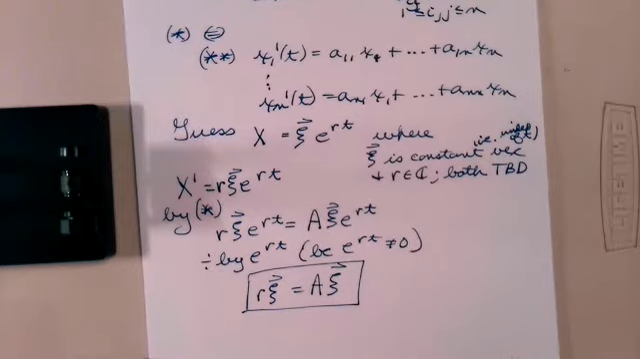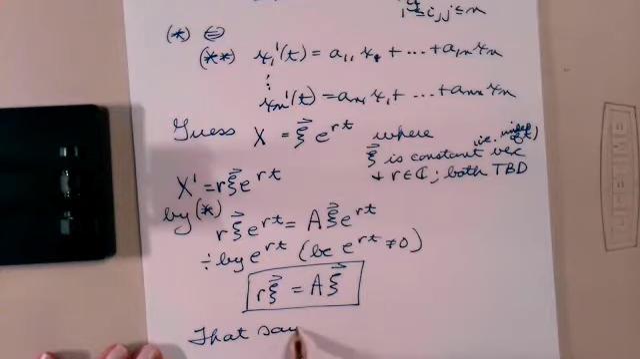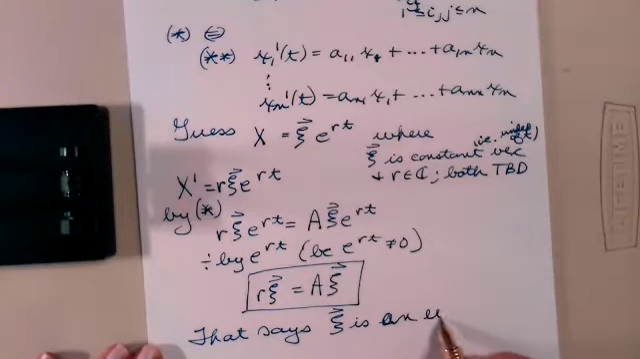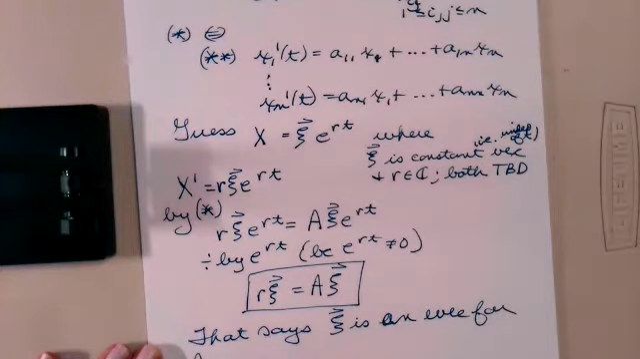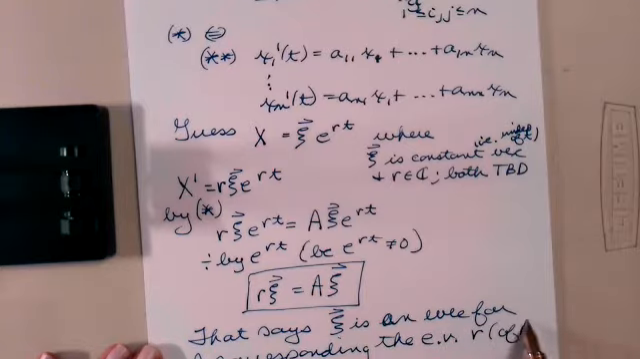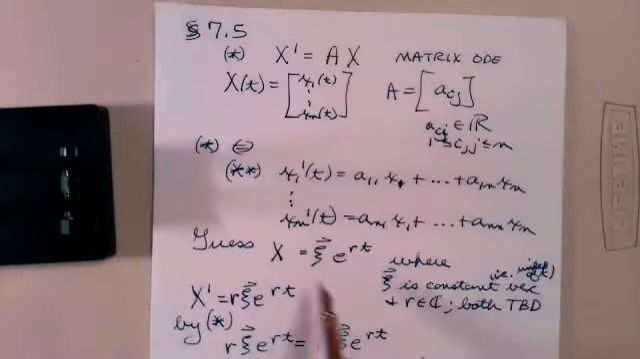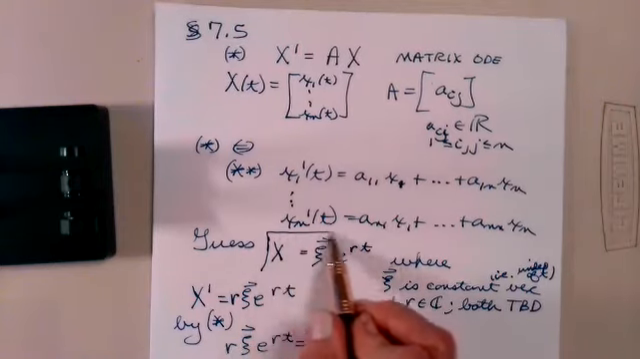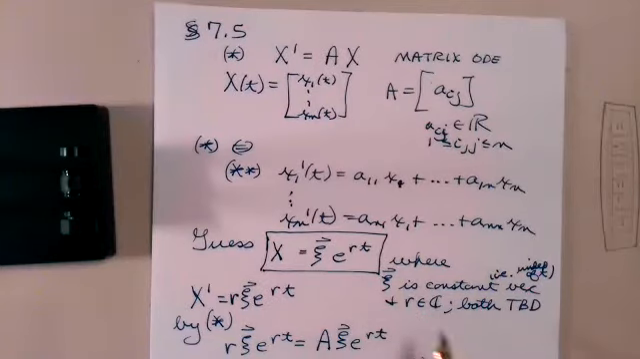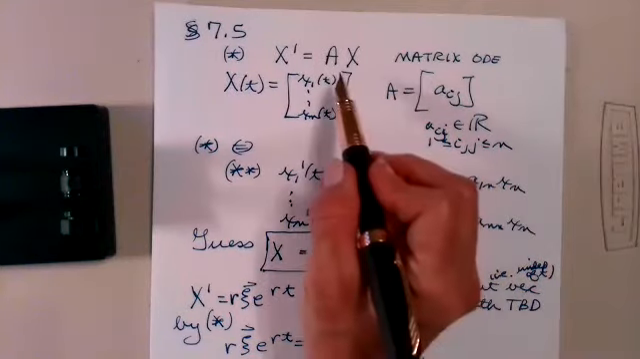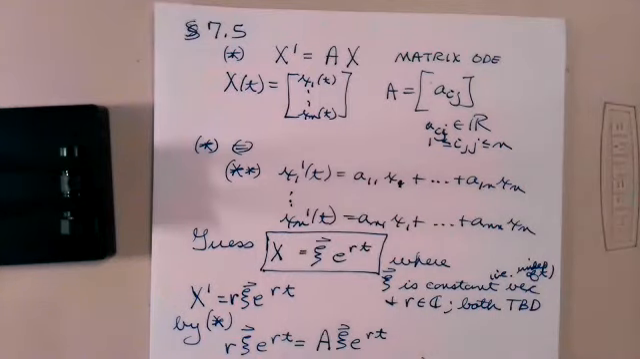So r and C are going to have to satisfy this. And if you think about that for a second, that says C is an eigenvector for A corresponding to the eigenvalue r, and that's an eigenvalue of that matrix A. So in other words, a column vector of this form will be a solution when r is an eigenvalue of the matrix A and C is the corresponding eigenvector.